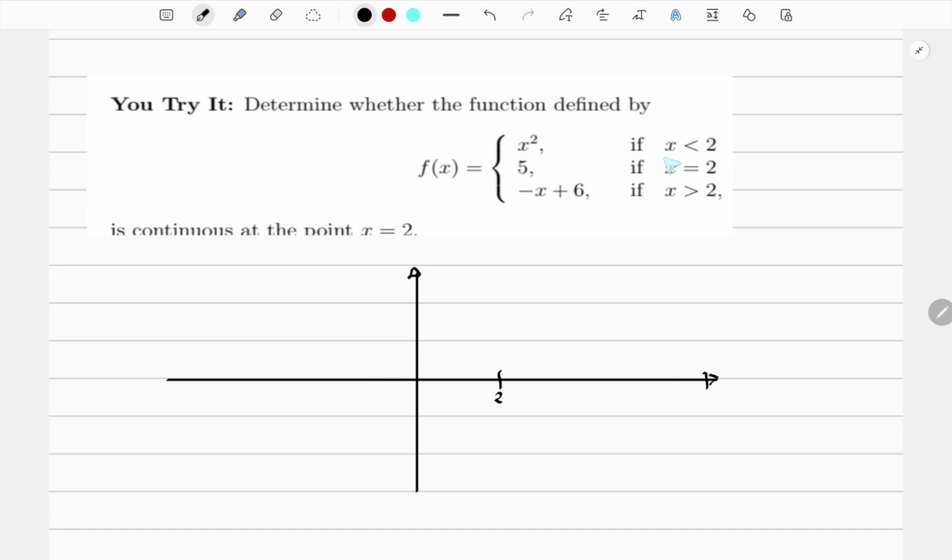Okay, fine. So for x less than 2, we know that our graph is supposed to be x squared. Generally, the graph of x squared is like this. So in this case, we are going to consider it like this, from the negative going forward up to 2. Like that. Though it should pass through 0 there.